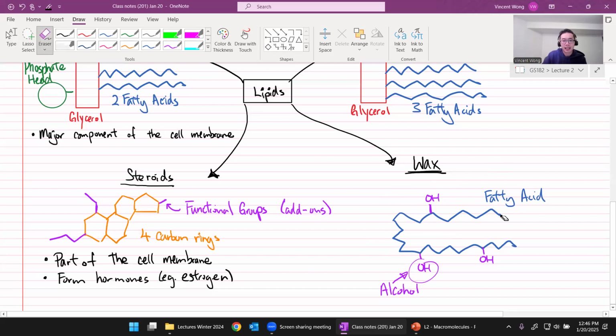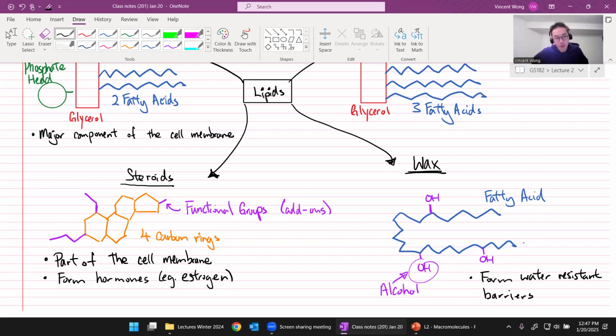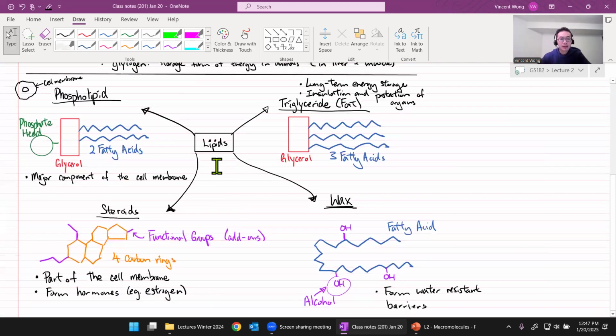All right, so wax is kind of like that. It's these fatty acids with some alcohol stuck to them, and the main function of wax is to form water resistant barriers. Think about the surface of an apple. It's waxy, shiny, right? And if you put apples in a bowl of water, water is not going to go in the apple because of the skin. And there you have it. The four types of lipids.